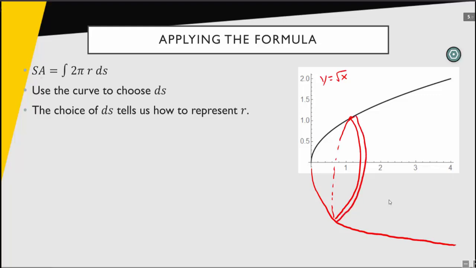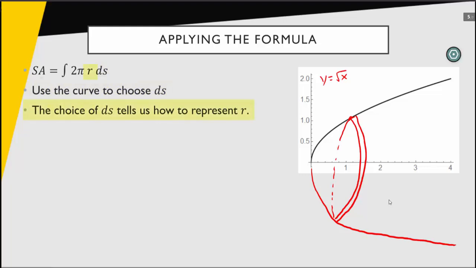Here's a picture of my slice. Drawn a little sloppily, but there we go. So how do we find the surface area if we rotate this whole curve about this axis? Well, my steps I've written here are to first choose ds. And we're going to use the curve to make that decision. We want that in terms of x or in terms of y.